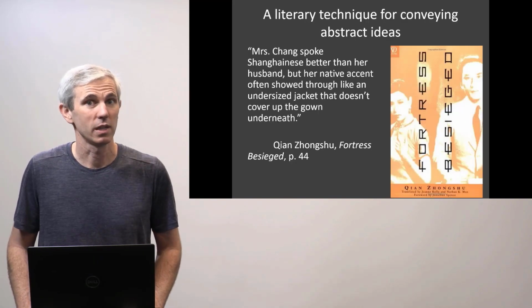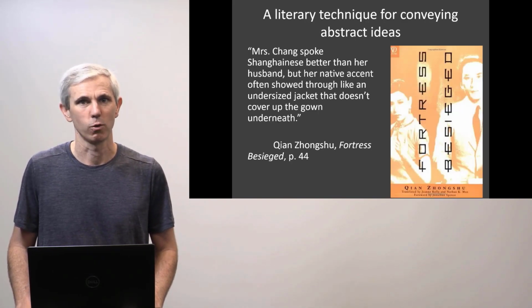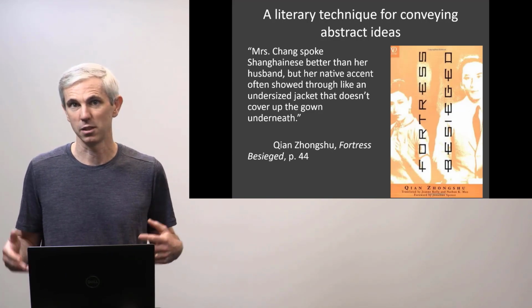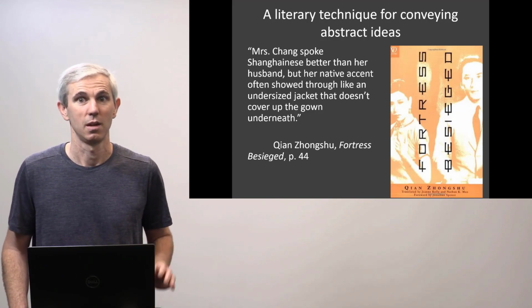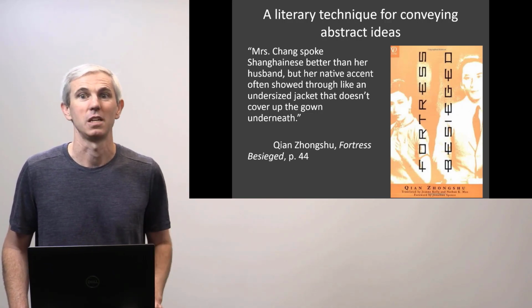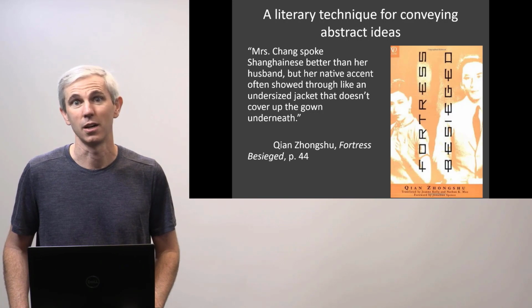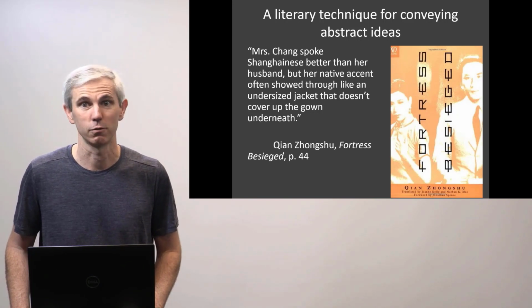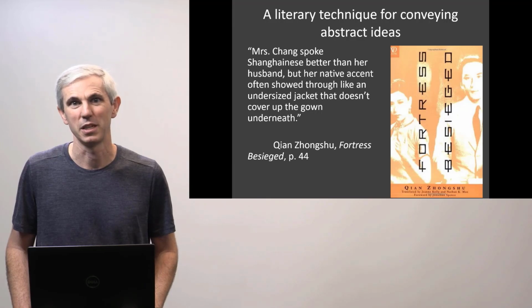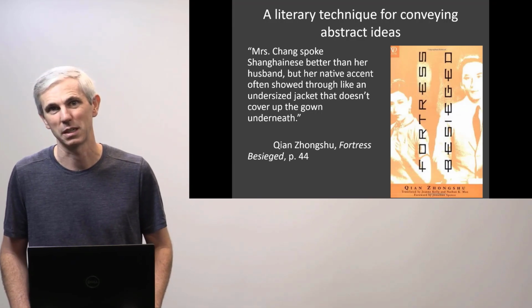So we can find literary examples of palimpsest as a metaphor to express a type of abstract idea. So for example, in Fortress Besieged, another novel that we cover in this course, "Mrs. Chung spoke Shanghainese better than her husband, but her native accent often showed through like an undersized jacket that doesn't cover up the gown underneath." That would be a type of sartorial palimpsest being used as a metaphor for a linguistic palimpsest.